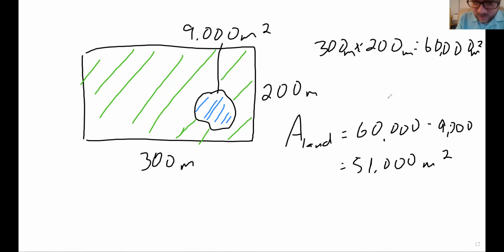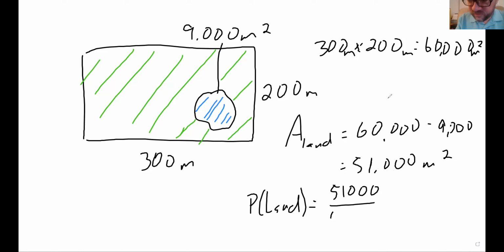So probability of land is 51,000 over 60,000, which is 17 out of 20, which is 85%. So she's probably good. Hopefully she does not end up in water and in bad shape. So we got an 85% chance that she'll land on the green stuff.